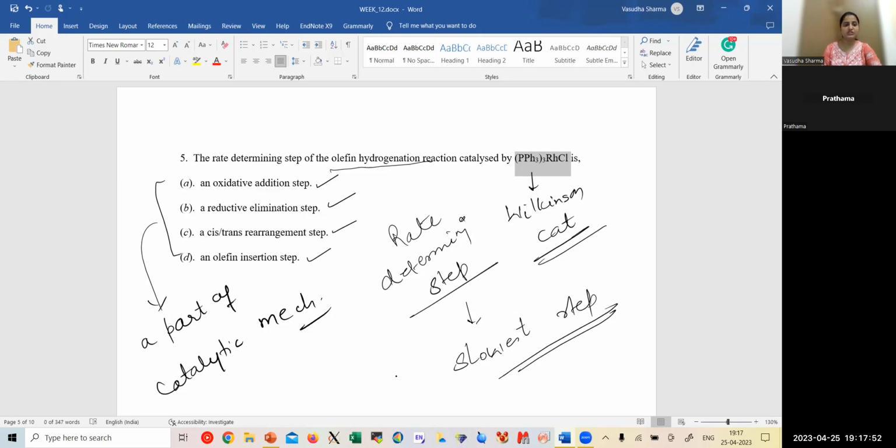So, oxidative addition is a very fast step over here, because that becomes the first step. The first step has to be fast to get your reaction going easily. It can't be a slow step, right? If the first step itself is delayed, how will it move further? So here in this particular case, olefin insertion is the right option. It is the slowest step.